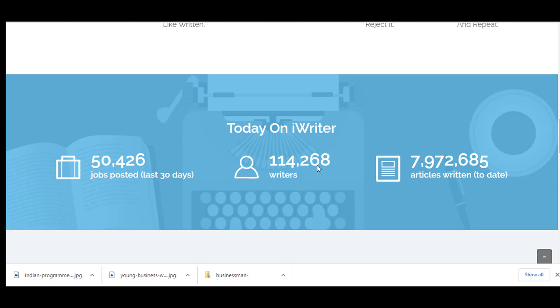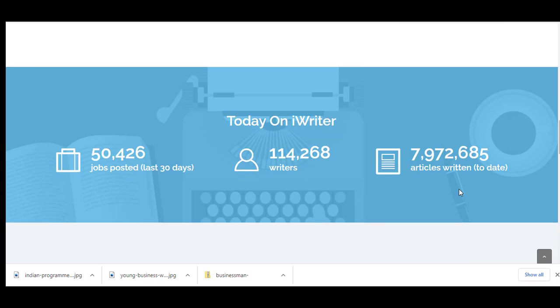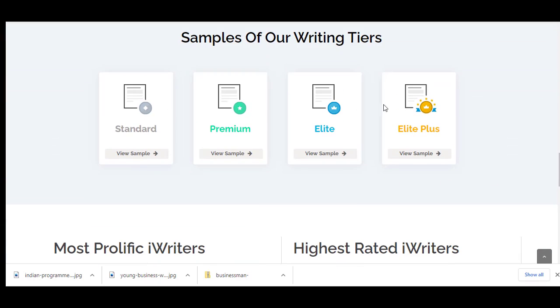Okay. So iWriter has, in the past 30 days, had over 50,000 jobs posted, and they have over 114,000 writers just waiting for you to post a job for them. And this is the number of articles written to date. So they have almost 8 million articles written. Here you can go and look for samples of the tiers of writers that they have available.